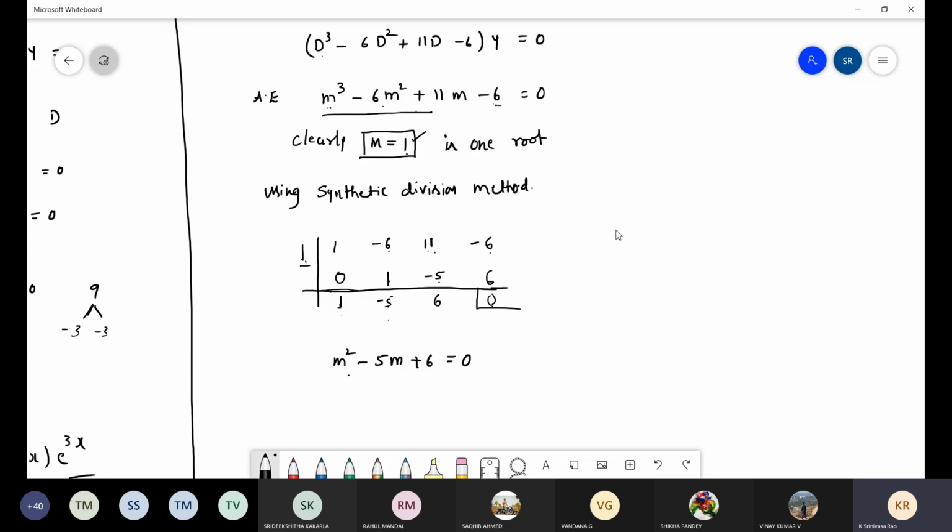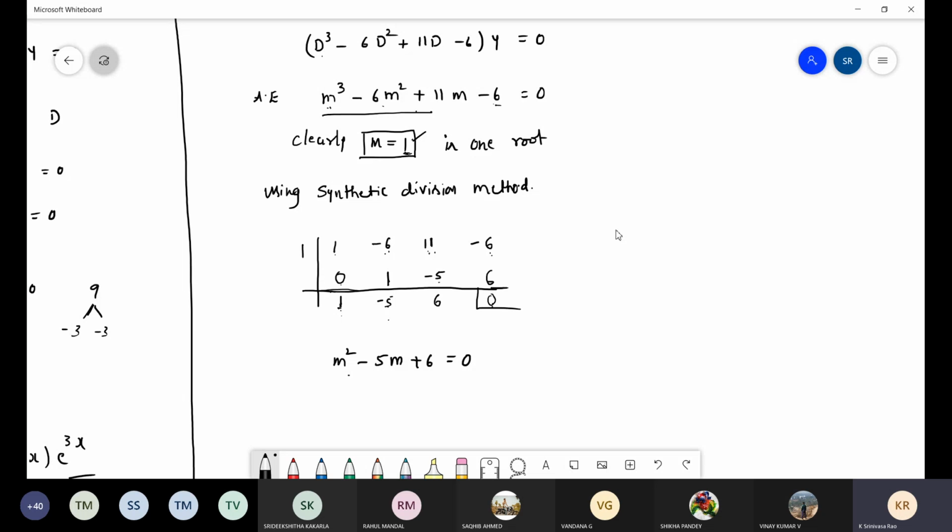I will repeat. Listen. By the trial and error method, you calculate one root. That one root you write here. This is the root we got, 1. And this is the coefficients of m cube, m square, m and the constant. Always write 0 first, in the beginning. Add these two numbers. 1 plus 0 is 1. Keep 1 here as the answer, and multiply this answer with the root we chose.